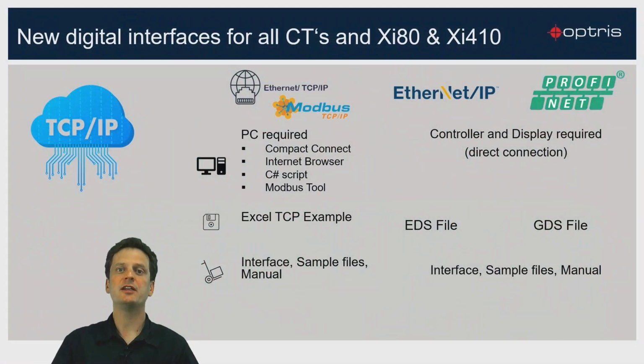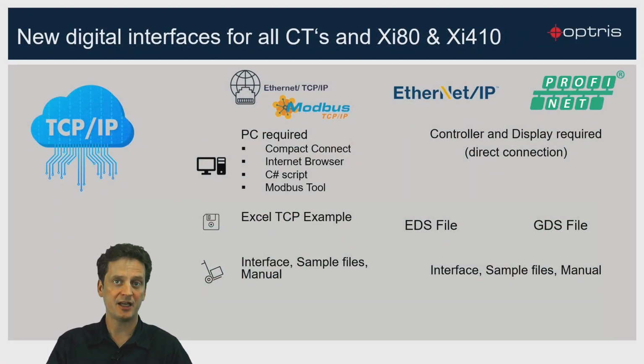Optris now provides new standard industrial interfaces for all sensors of the CT family, including the CT ratio, CS vision, and even the autonomous XI series. Now you can integrate our infrared sensors state-of-the-art via Ethernet IP, Profinet, or you can use the TCP IP protocols such as Ethernet TCP IP or even Modbus TCP.